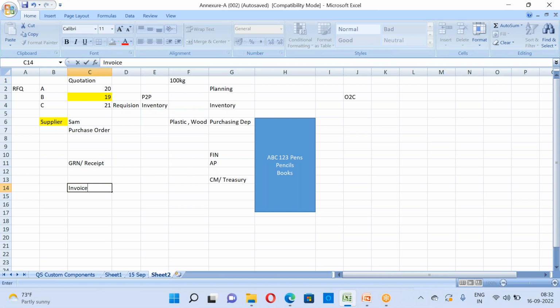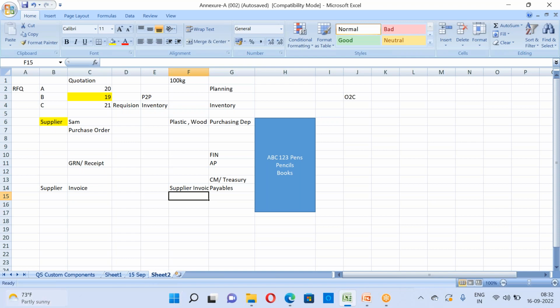When you procure something from the market, you get an invoice. The invoice you get from the supplier, you record in your application, Oracle, right? That is called a supplier invoice. Which department of your company will do this? Anyone? The payables department, right? Accounts payable.